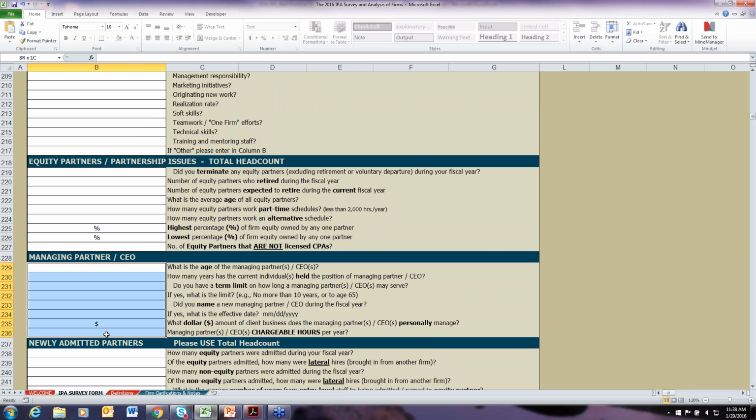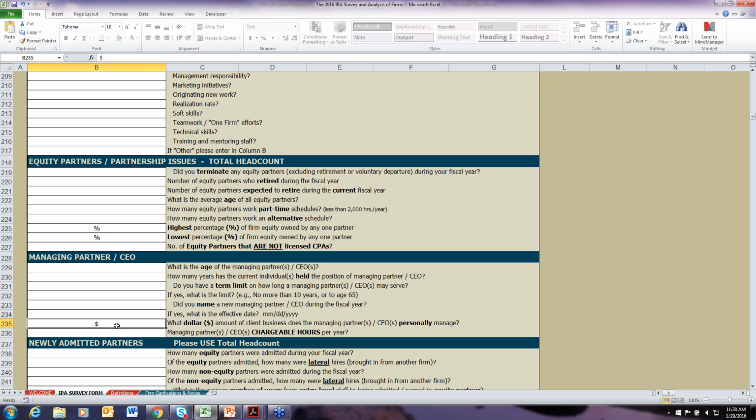In this next section, rows 229 to 236, this section is specific to the managing partner of the firm. If you have several people sharing the managing partner role, please provide us an average where appropriate. If you've got two people serving in that role, you can either provide an average or just give us both persons' information so we can capture all of that.